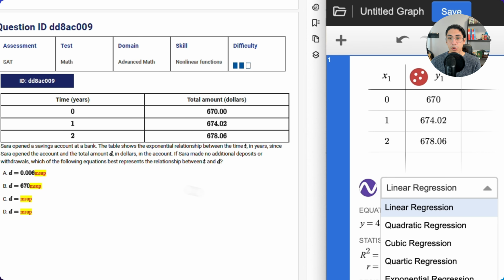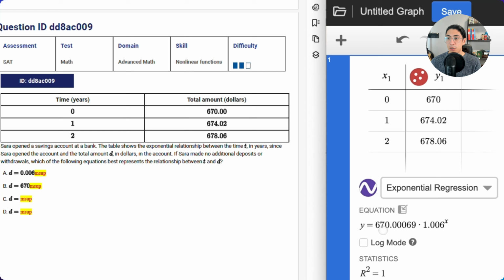I don't want that. They told me exponential equation. I'm going to put exponential regression. Once I do that, I get the correct sort of value right here. So I know that I have y equals 670 times 0.1006x. So if there was an answer that looked like that, I would pick it. But this is our correct answer here.